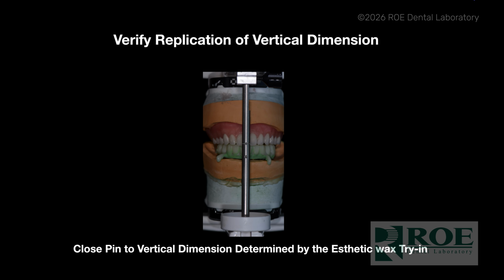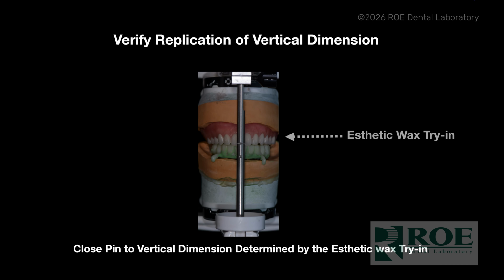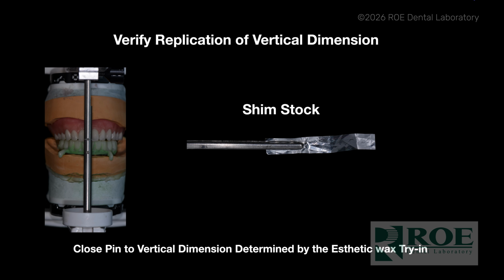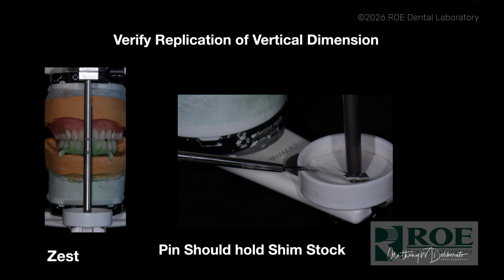Now we want to make sure it doesn't change our vertical, so I'm going to close the pin against the aesthetic wax triad. And that pin should hit the base of the articulator, and so I'm going to verify that by using a little shim stock. And in this case, the pin was not resting on that base. When you pull that shim stock, it pulled through, so that means our vertical dimension was increased slightly.